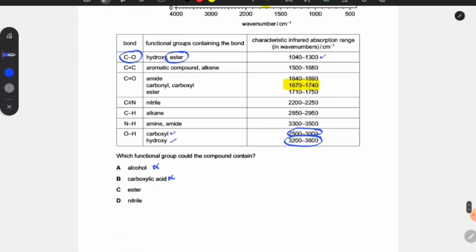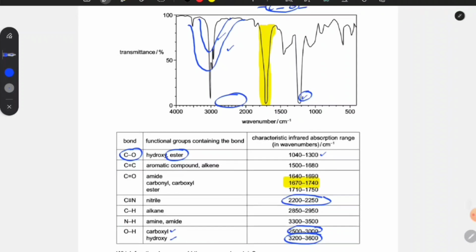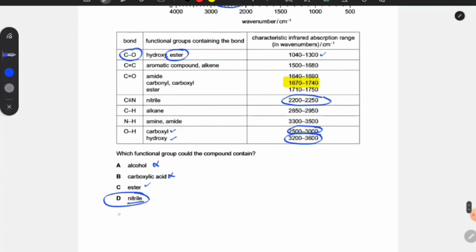So it means that our correct option is ester, and option D was nitrile, which should have a peak at 2200 to 2250, and there is no peak in this region. That is why the nitrile is not present.